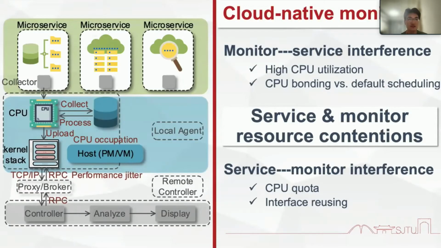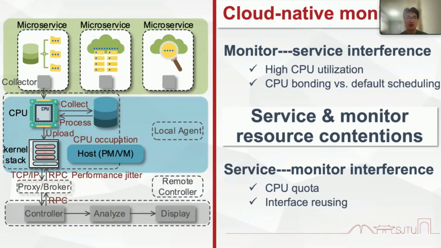As shown in this slide, a traditional monitoring system is deployed together with services. However, this inevitably causes resource contention with services running on the same host. The monitor occupies host CPU to collect, process, and upload metrics via the kernel stack. We observe two kinds of mutual interference between service and monitor.